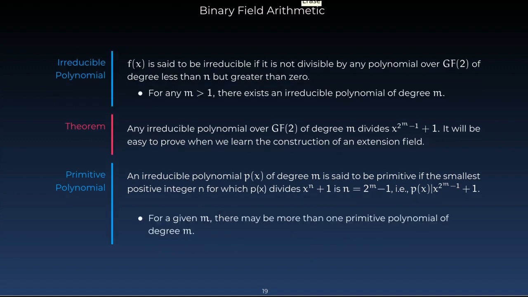Now we have some information about irreducible polynomials: for any m greater than 1 there exists an irreducible polynomial of degree m. The same is true for primitive polynomials as well, and in general the number of irreducible and primitive polynomials of degree m can be more than 1. So there can be two primitive polynomials of degree 5 or 6, something like that. Okay.